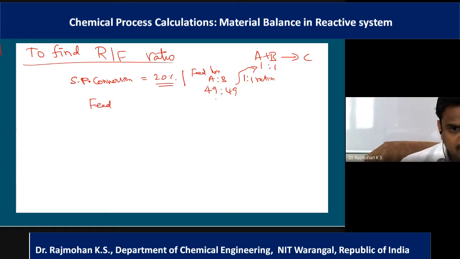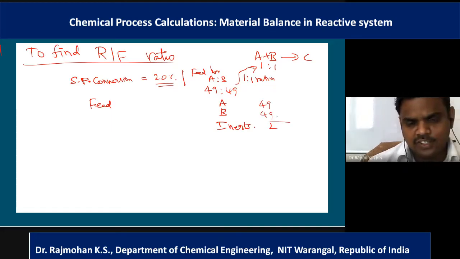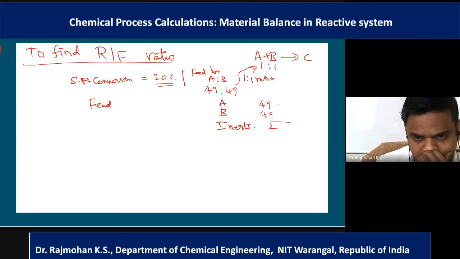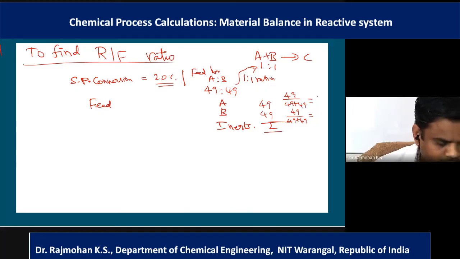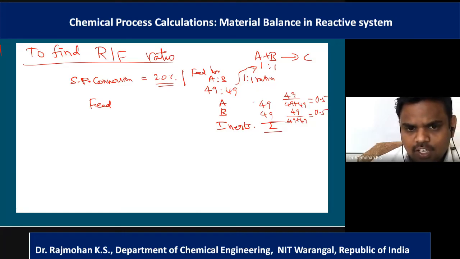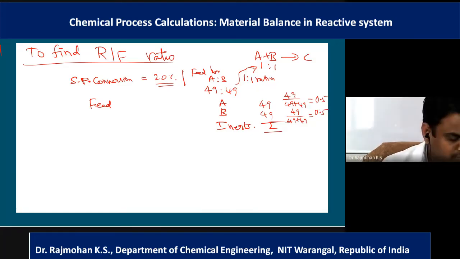What is the ratio? To find the ratio, remember A, B and inerts are present in 49, 49 and 2. While stating that ratio, we have to represent the proportion without the inert. So the ratio is 49 by 49 plus 49, which is 0.5. That is 50% each. A and B are in a 1:1 ratio, 0.5 is to 0.5.